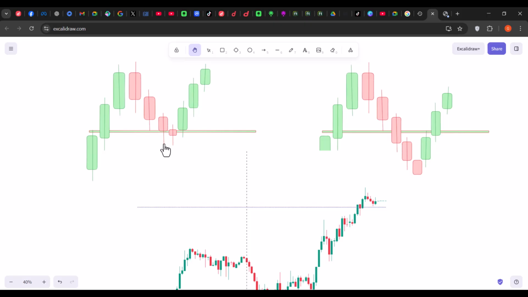And remember, this strategy works well on gold so far. Yeah, I've been using it on gold actually. So yeah, let's do it.